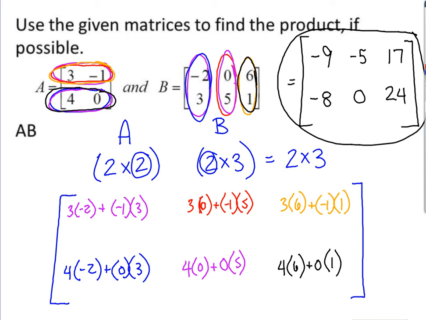will look like this. Now the ones on your homework, you do need to show your work and do these by hand. But if you want to check your work when you're done, you can multiply the matrices on your calculator to make sure you got the correct answer.